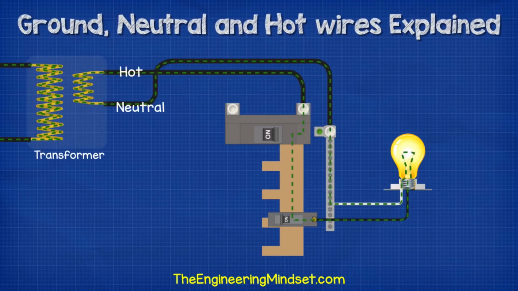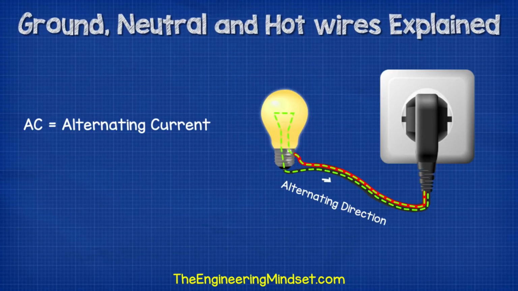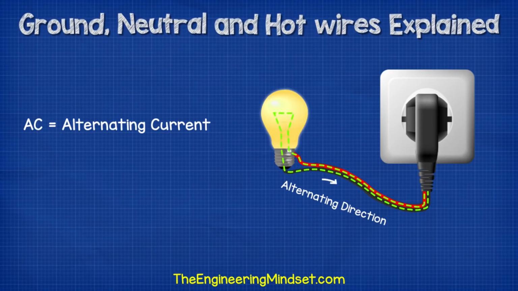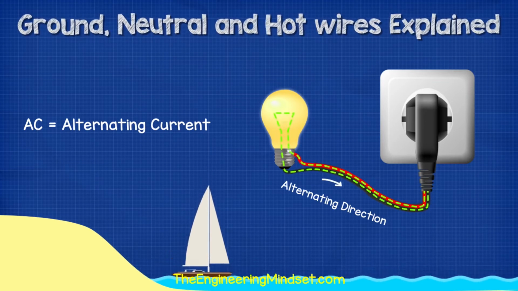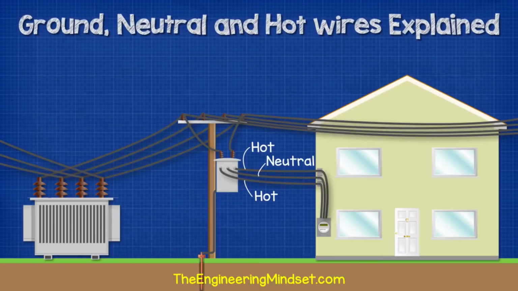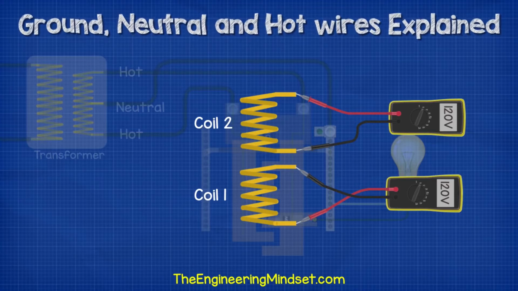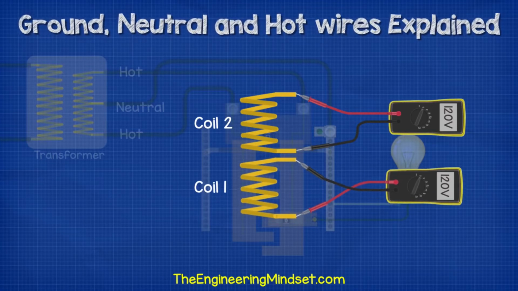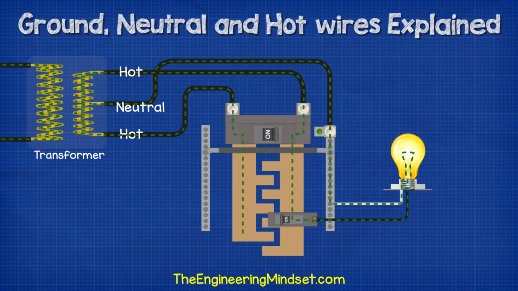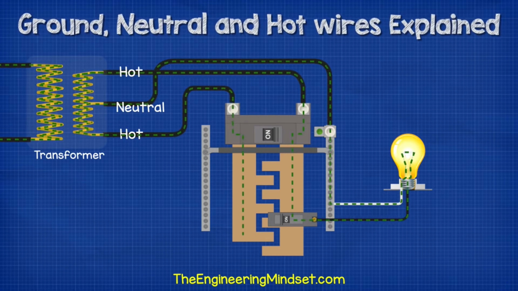But in our homes, we have AC alternating current, which means the electrons alternate their direction between forwards and backwards, much like the tide of the sea. Now in North America, we have a split phase supply to most residential properties. So we have the 2 hot wires and 1 neutral wire. We simply have 2 120 volt coils which are connected together in the transformer. The neutral is then connected to the center between the 2 coils.